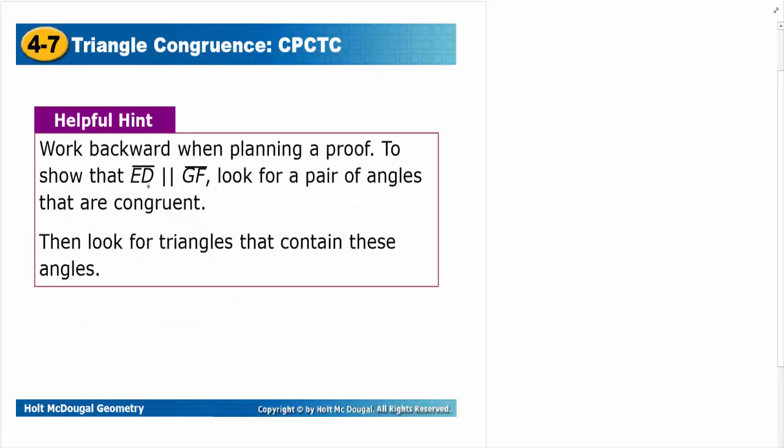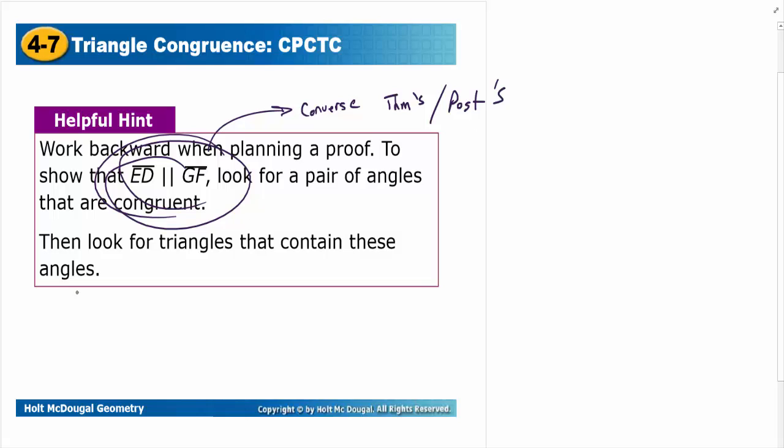Alright, so we're going to do one more here, well, there's two more proofs. But the next proof we're going to do is going to add two steps to the end. And again, if we're proving triangles or lines parallel, remember converse theorems and postulates. We're going to be using them here, okay? Be ready. So let's do this.